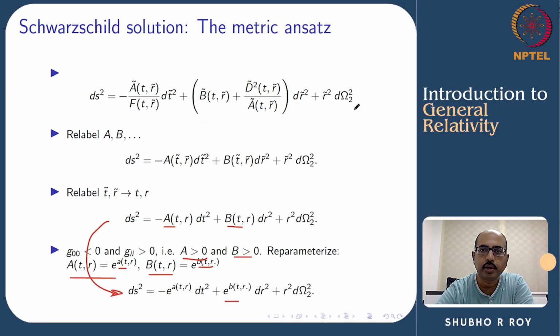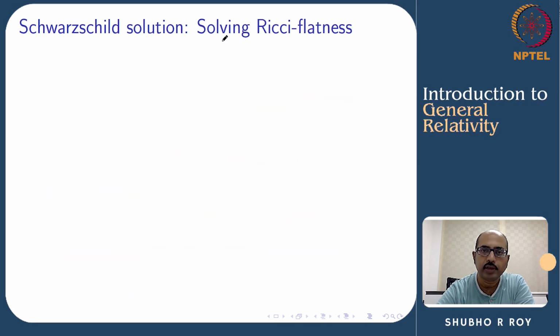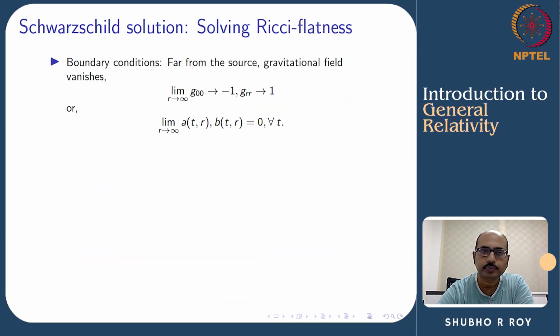So at this point, we were just exploiting spherical symmetry and our freedom to do general coordinate transformations. Now we start the actual job, which is to find out what kind of A and B would make this metric Ricci flat. Okay, so we're solving for Ricci flatness. And before we solve, of course, we need some boundary conditions. And the physical boundary condition is that far from the source, the gravitational field vanishes.